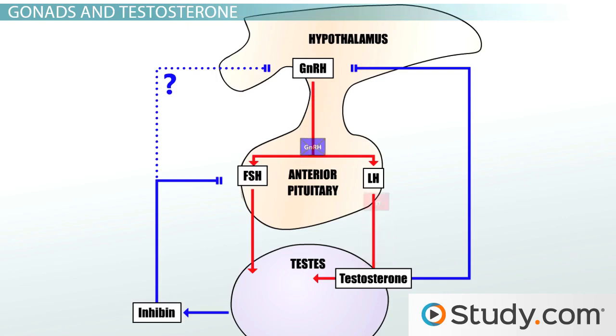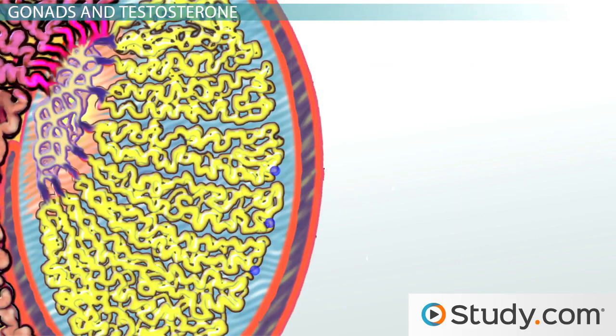Remember, LH release is dependent on the levels of GnRH. So if GnRH levels are decreased, then so are LH levels. And if LH levels decrease, then less LH is sent to the interstitial cells. If less LH is sent to the interstitial cells, then testosterone levels also decrease.